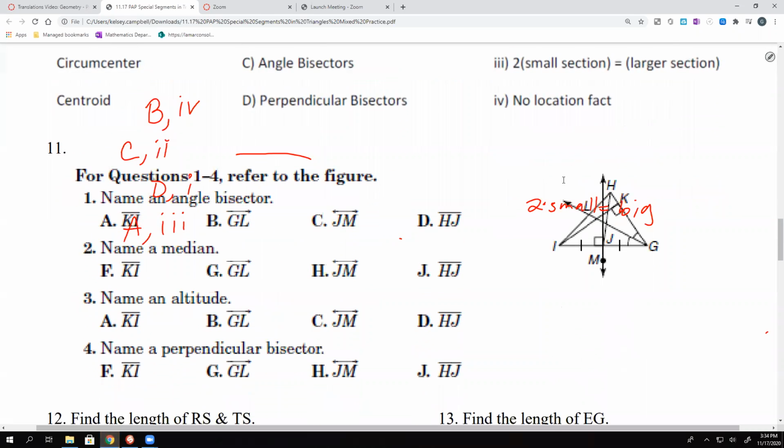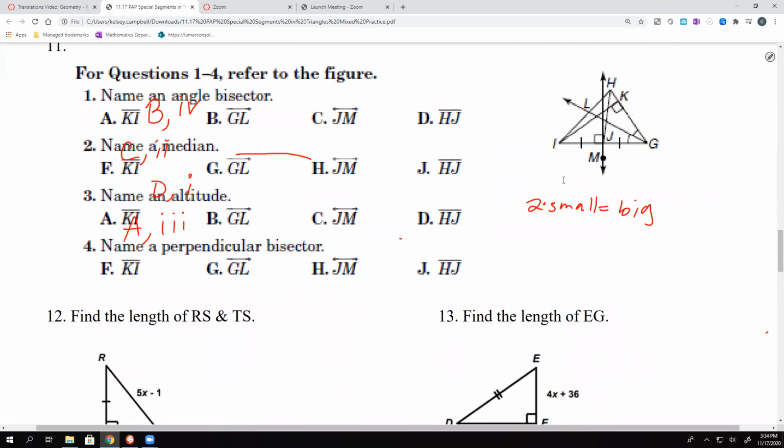All right. Now let's go here. Number 9, the measure of an angle is 30 degrees. All right, here we go. Let's name this here. Y'all, come on. It says name an angle bisector. That one should be easy.